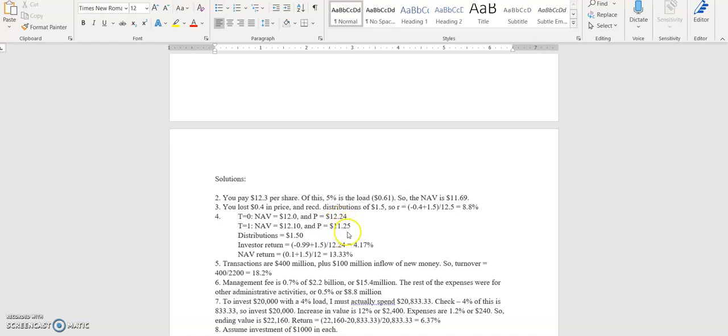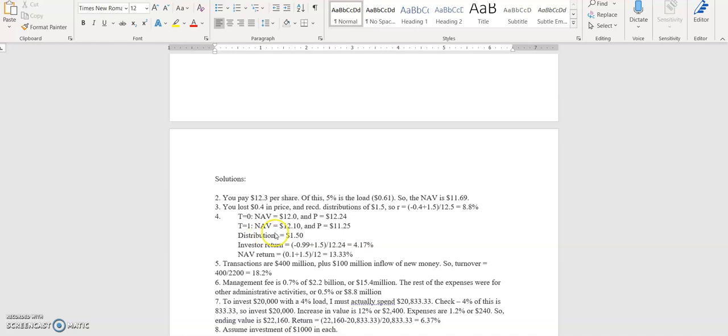So what is the investor return? So I bought it at $12.24. I sold it at $11.25. So I lost 99 cents, but I gained $1.50. So my total gain is 51 cents on an investment of $12.24. So my return is 4.17%.